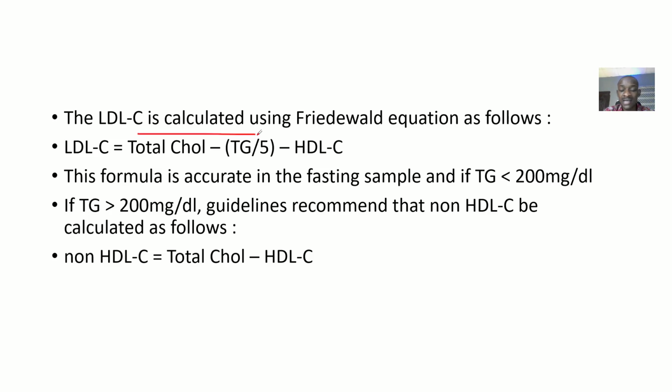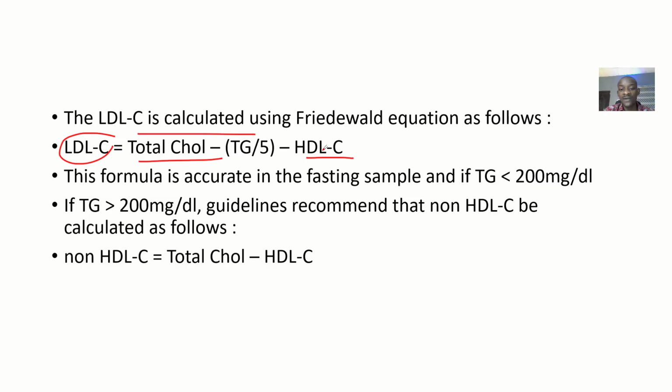So now for low density lipoproteins, it is calculated using what? A Friedewald equation as follows. If you want to find the amount of low density lipoproteins in the body, you just say what? Total cholesterol minus triglyceride over 5. That's the total amount of triglyceride in the body over 5. Then minus high density lipoproteins. Okay, so from this equation, you can find any other one that you want.